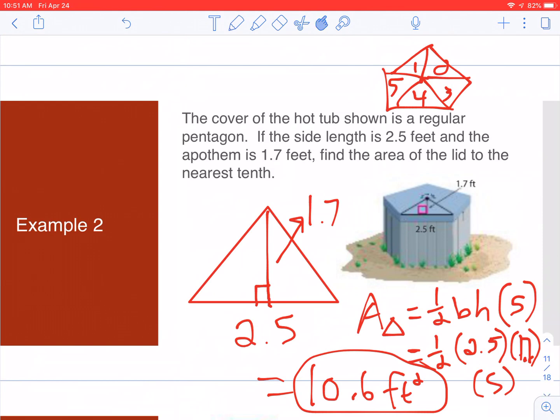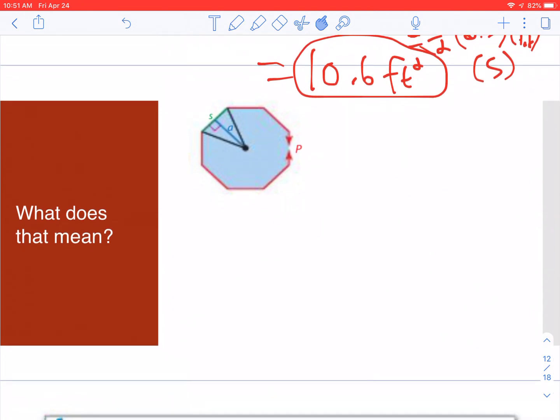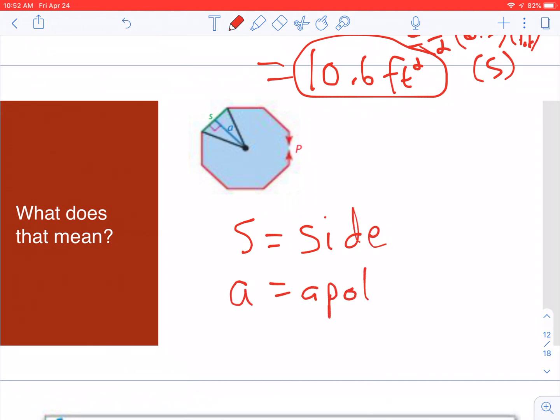There's actually a shorter way to solve these. And here are the letters to make sure you know what's what. S is side. A is apothem. And capital P is perimeter. Okay, so those are the 3 numbers we're going to need to solve the area of these polygons.